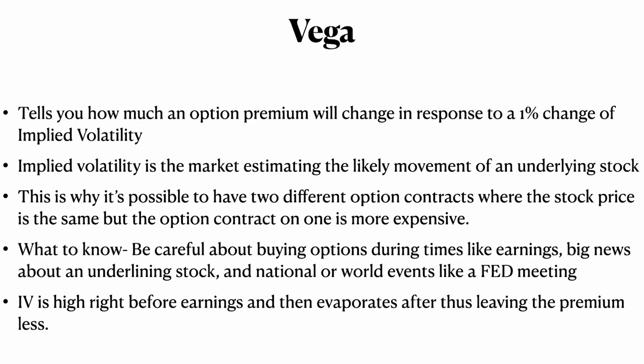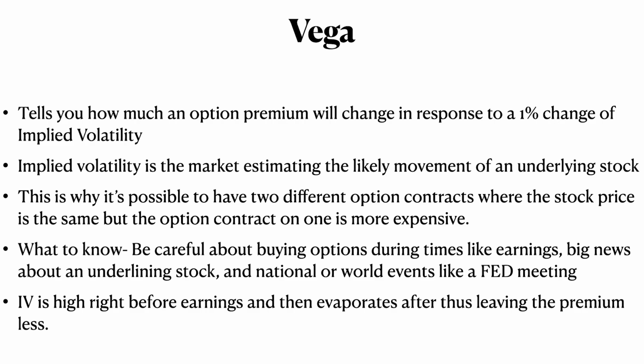So the next and the last option Greek that I do want to discuss is the Vega. The Vega tells you how much an option premium would change in response to a 1% change in implied volatility. And implied volatility is the main thing I want to talk about when it comes to Vega. It's the market estimating the likely movement of an underlying stock. So this is why it's possible to have two different option contracts where the stock price is the same, but the option contract on one is more expensive.